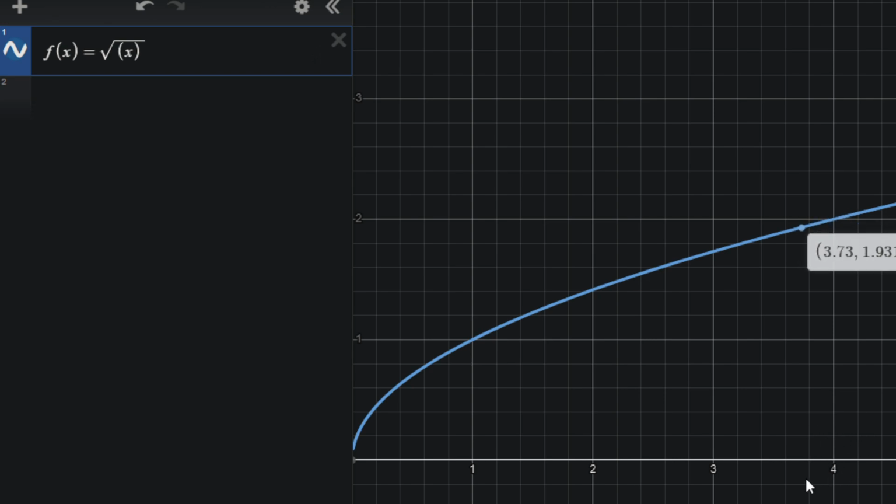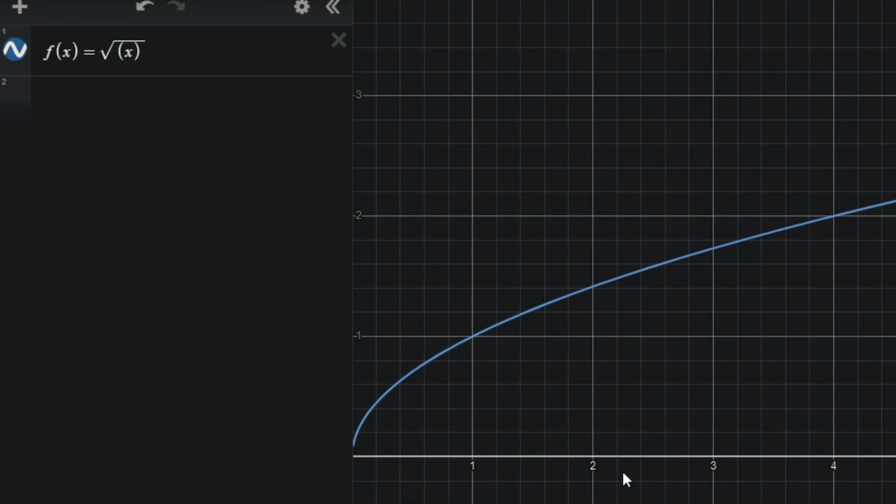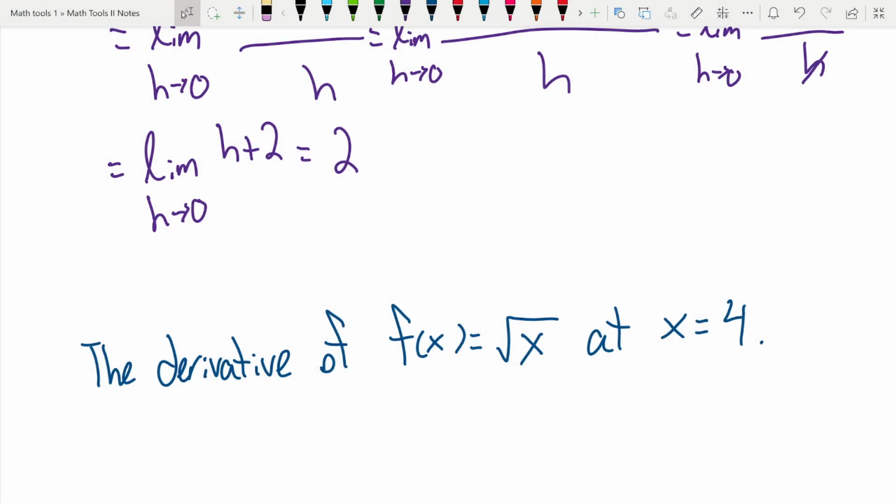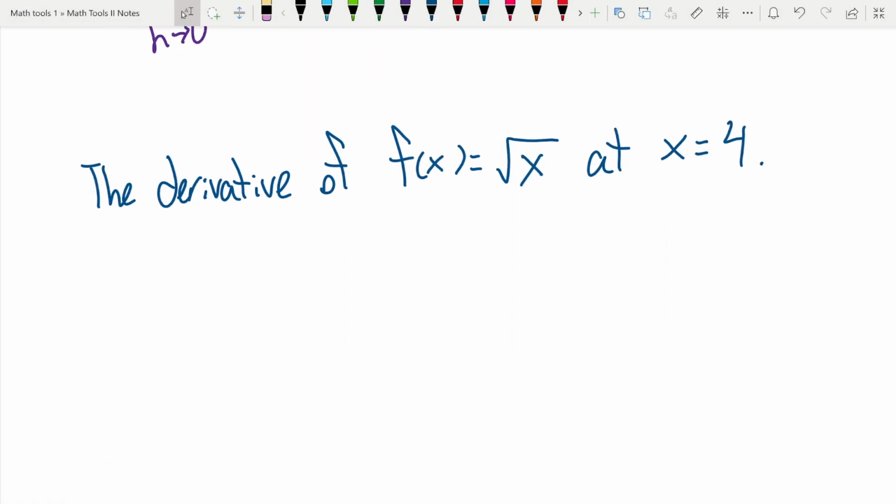It's not perfectly flat, right? Perfectly flat would imply the derivative is 0. But at this point, I would just say it would probably be somewhere between 0 and 1. So let's go ahead and see if that's true or not.